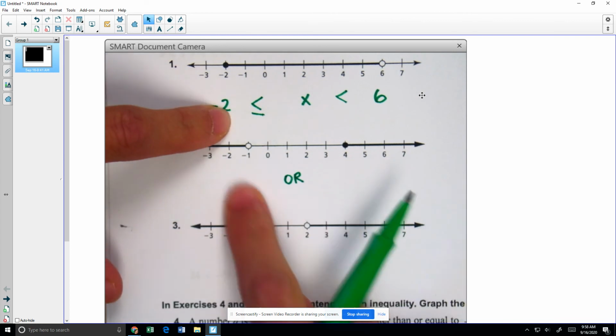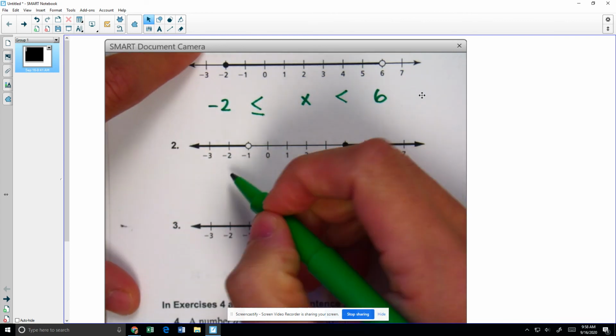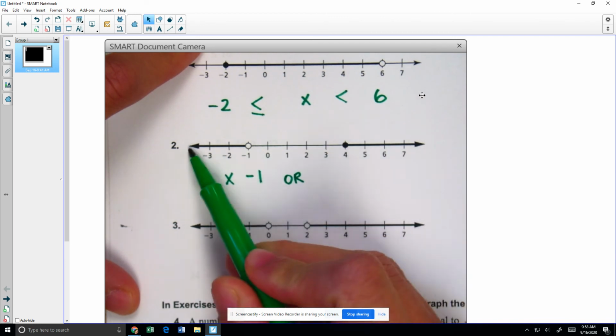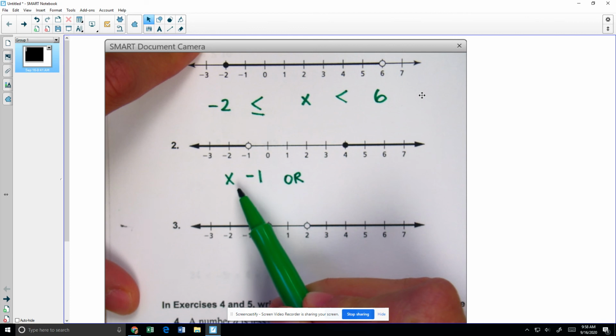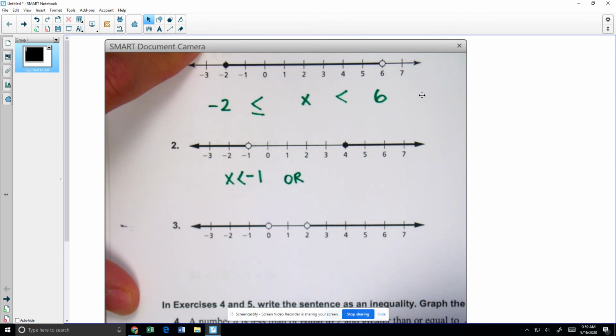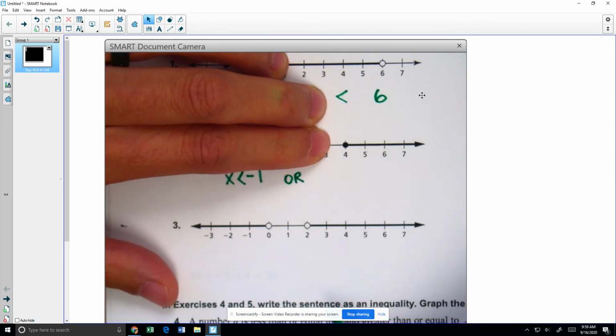So let's see what's happening. It looks like there's X with a -1, and it looks like it's going to the left. So is that greater than or less than? X is less than -1. Yeah, X is less than -1. Or, now let's look at this one.